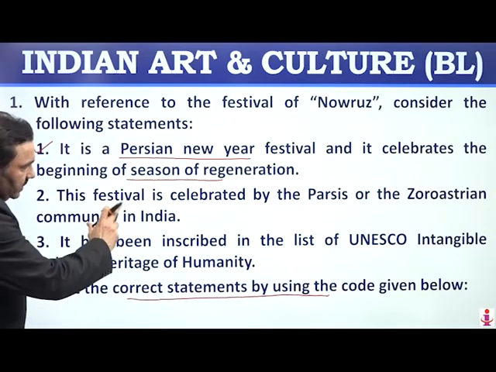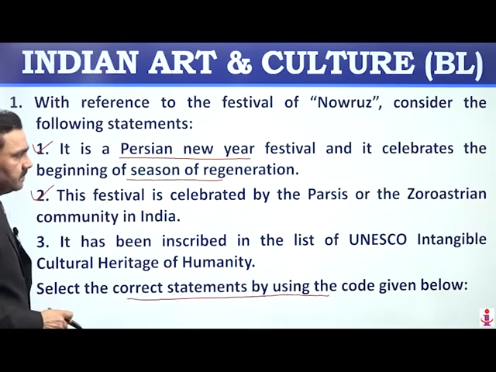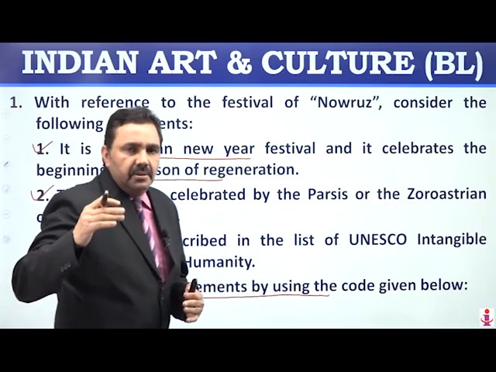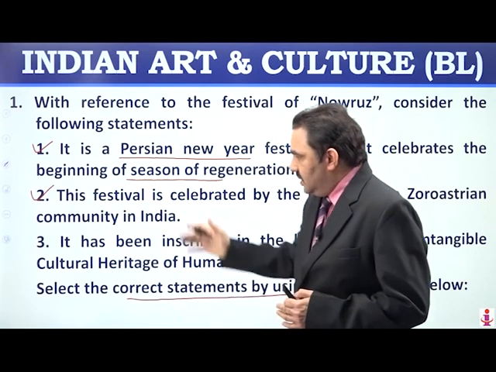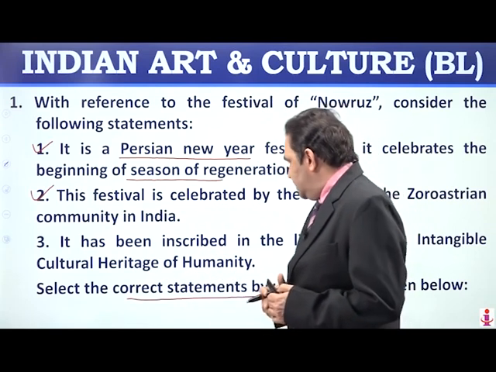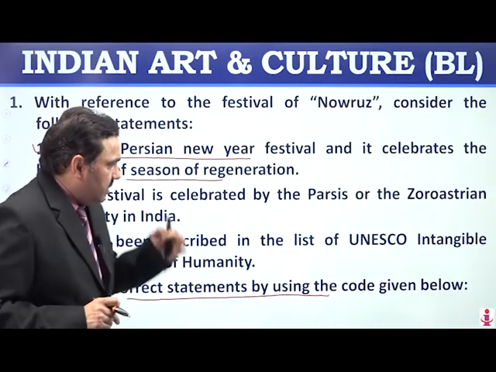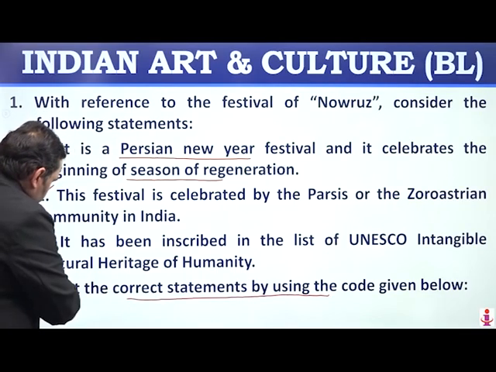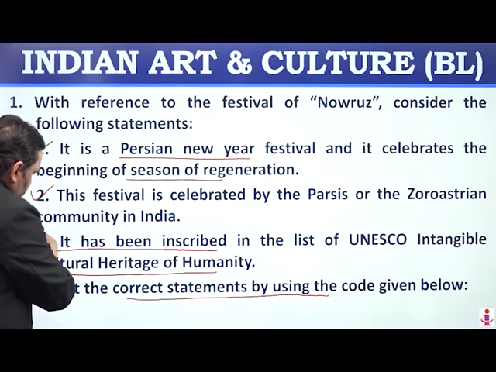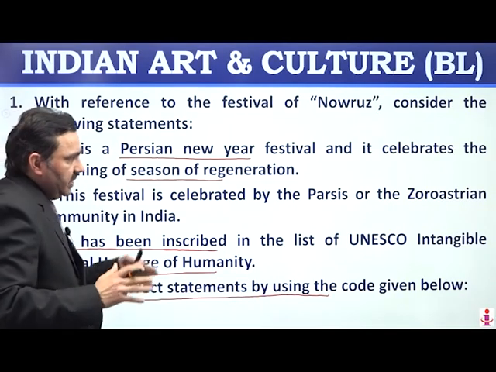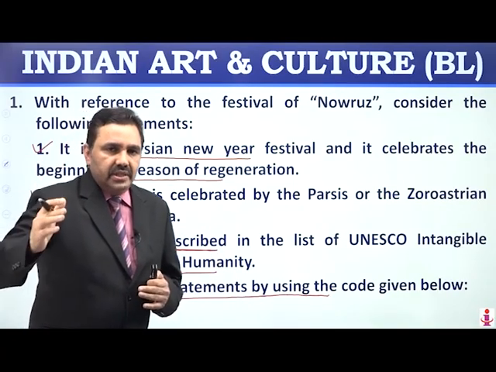Statement number 2, this festival is celebrated by Parsis or Zoroastrians community in India, of course. The Parsis in India, Parsis in other parts of the world, everyone celebrates this festival. Number 3, it has been inscribed in UNESCO's list of intangible cultural heritage of humanity. So UNESCO has recognized this as an intangible heritage of humanity. It's a part of UNESCO's World Heritage List. So all of these statements are correct here.